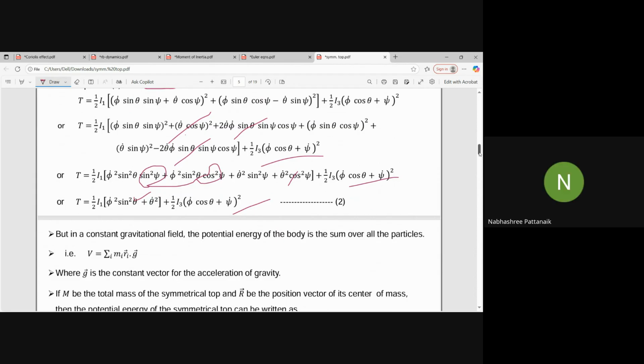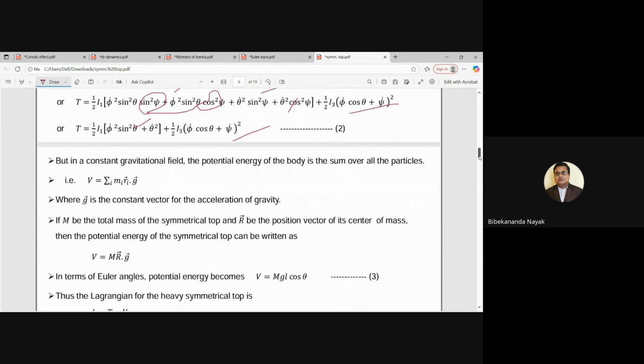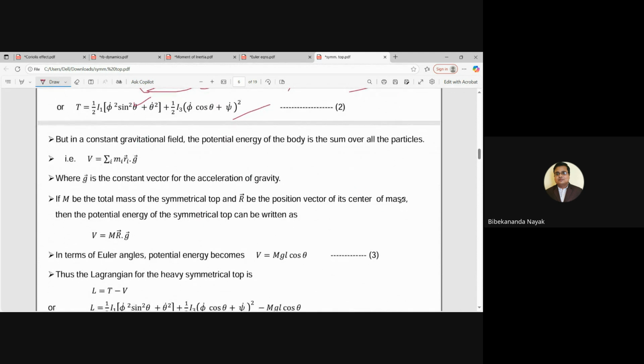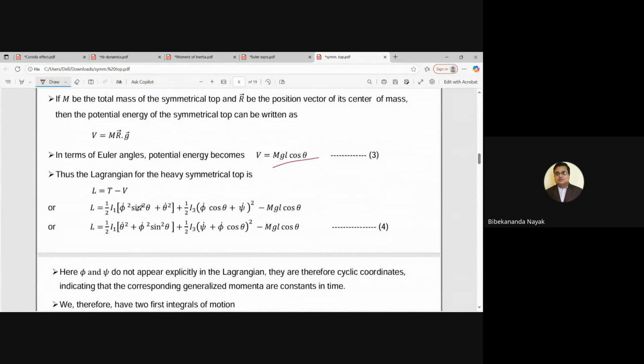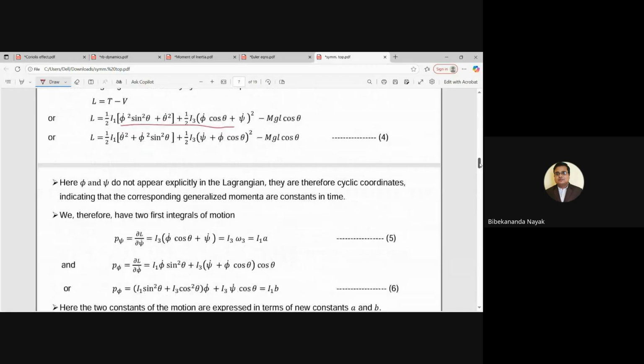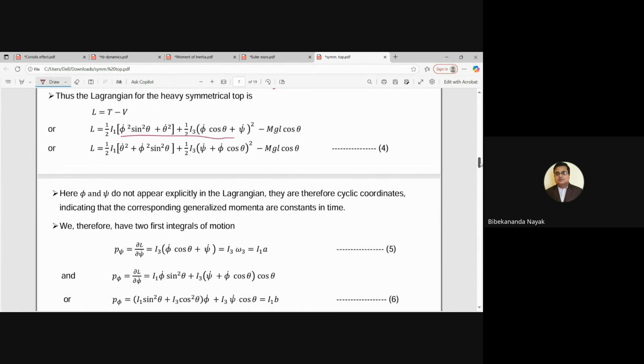Yes, sir. Okay. Then the potential energy, which we already saw, is mgl cos theta. So the Lagrangian will be T minus V. Using this Lagrangian, you can get the equation of motion. But before deriving the exact equation of motion, we can predict about this motion from the constants of motion.